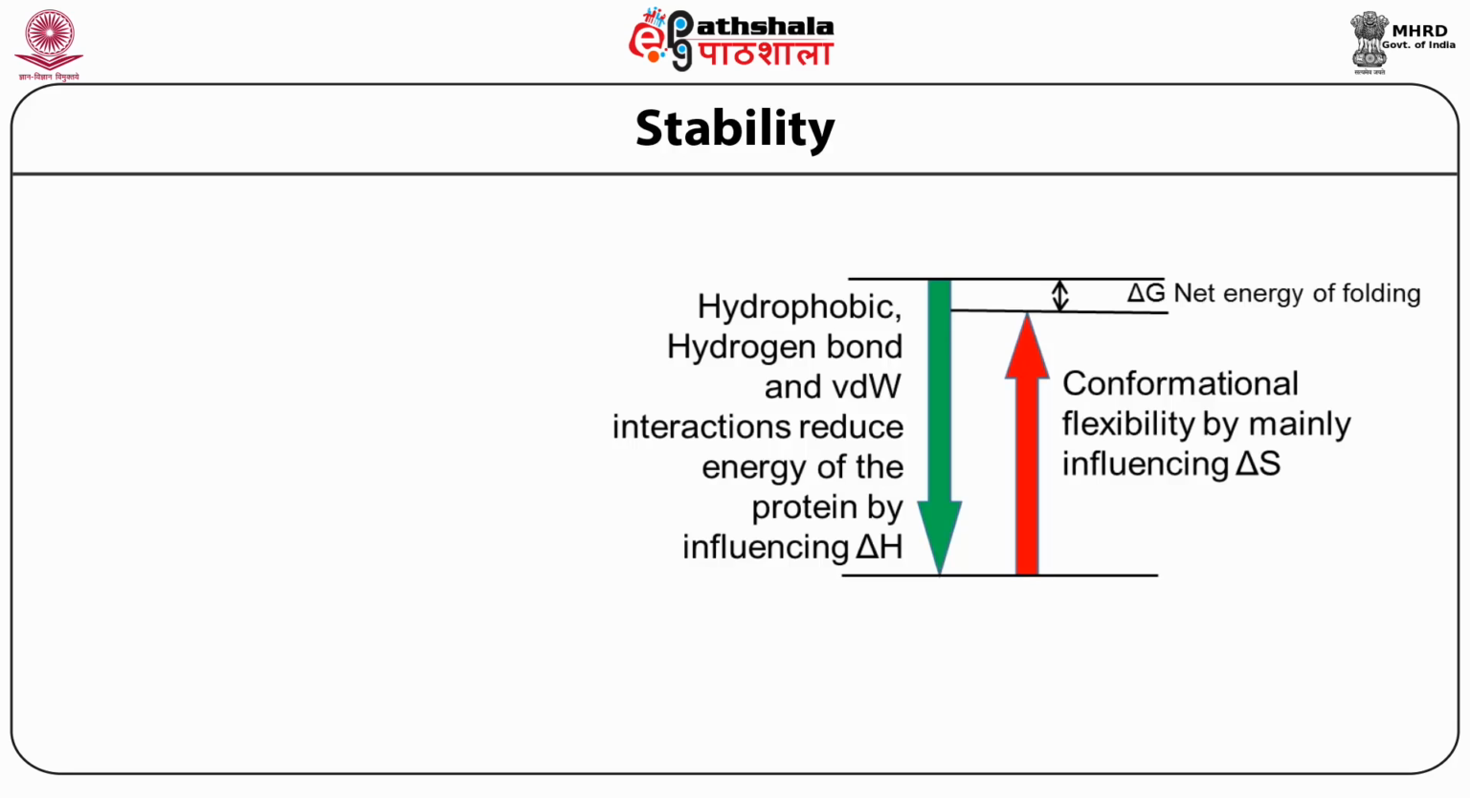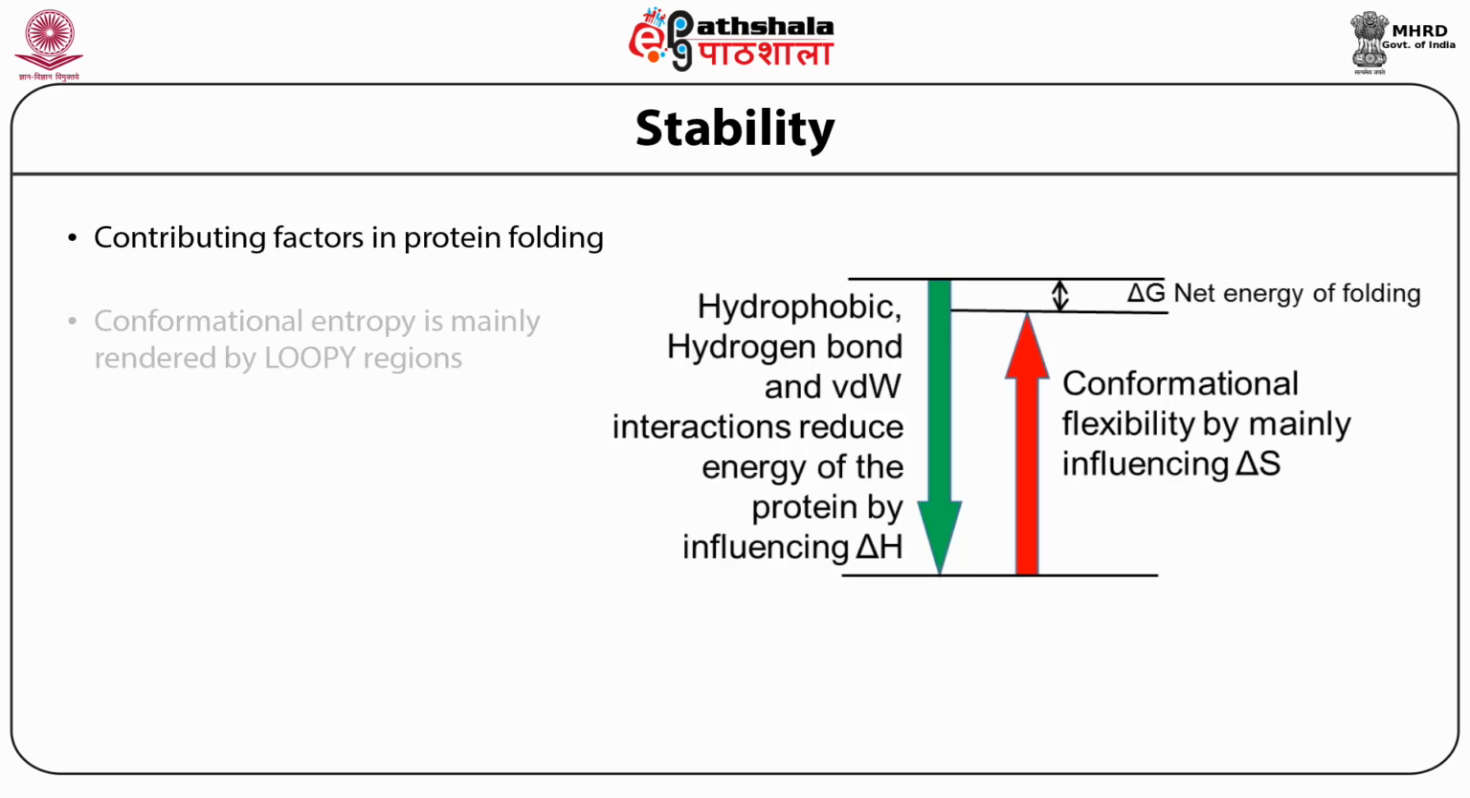So actually the delta G between folded and non-folded is very small. That small delta G is because when the non-covalent interactions stabilize the energy very much, the conformational flexibility always tries to destabilize the structure. Those are the actual contributing factors in protein folding.